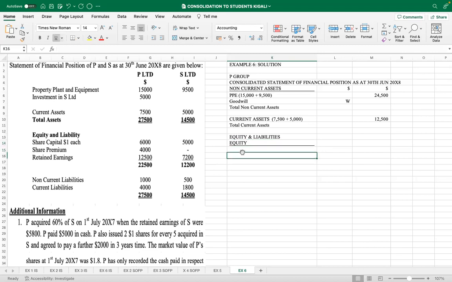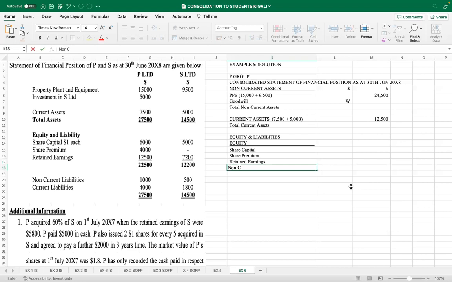We start with equity. Now, in our equity, remember there is share capital. But remember the rule, consolidate only the share capital of the parent. That is a rule. But if there is share exchange, there is new share premium. This is a continuation of a session we have had before. Share premium. And then there is retained earnings. And then to the equity, you add non-controlling interest.